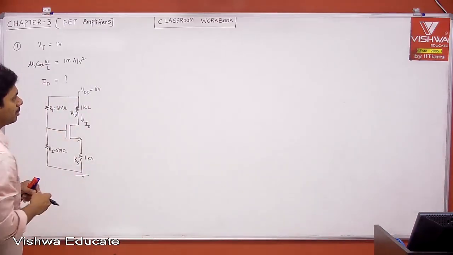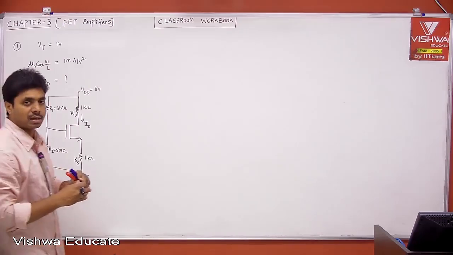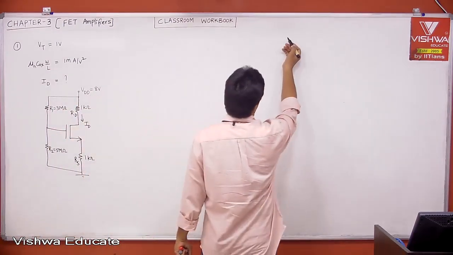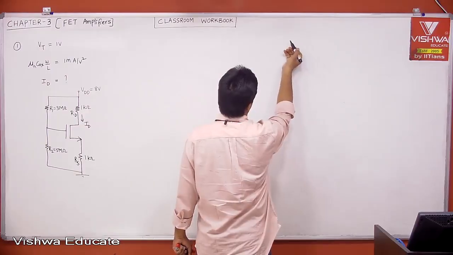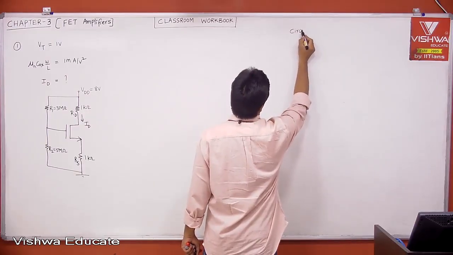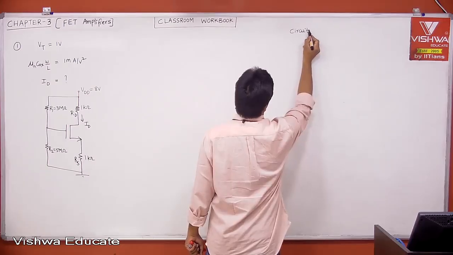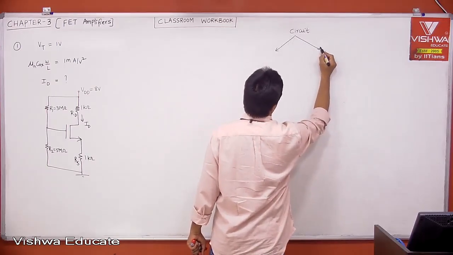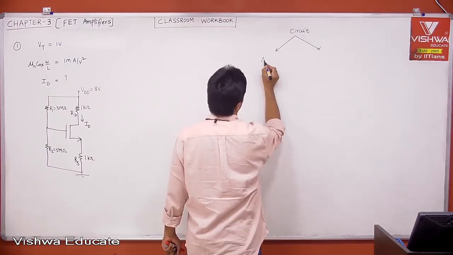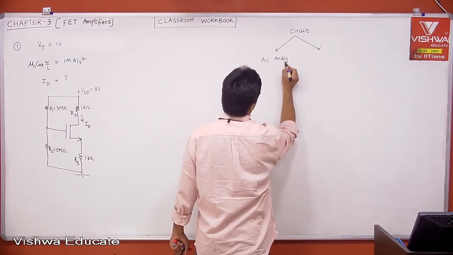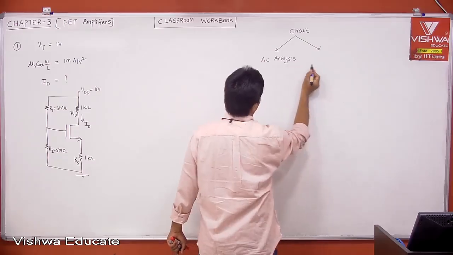Just listen. I already told the procedure, but the same procedure applies to any circuit, whether it is BJT or MOSFET. Let us say a circuit is given in the examination. I'm just giving you the procedure. If a circuit is given, classify the problem into AC analysis or DC analysis.